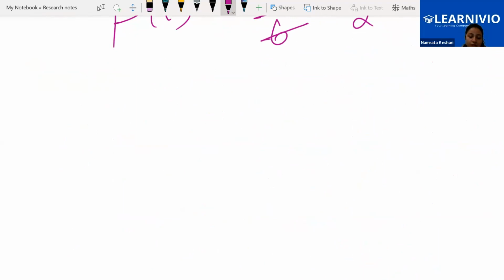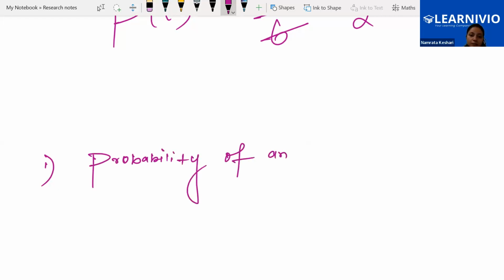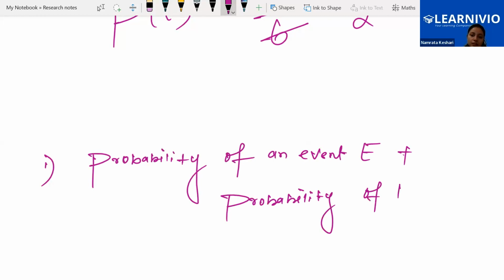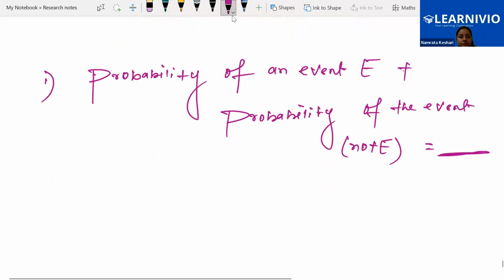Now if the question is like this, one of the fill in the blanks will be like this: probability of an event E plus probability of the event not E is equal to dash. Please tell me what will be there. 1 will be there, right? Now only we have seen it in the formula. Everyone getting it? Please let me know.